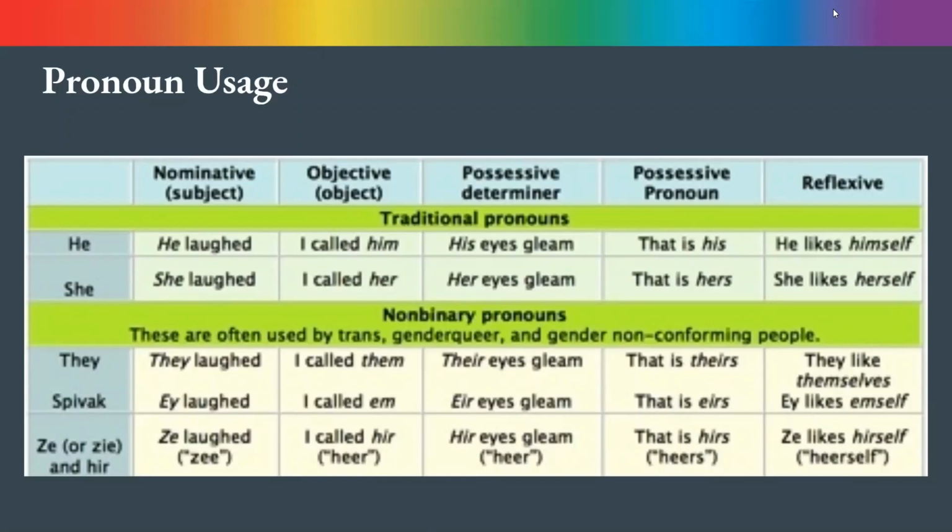So the idea is instead of saying he laughed, we say they laughed. Instead of saying I called him, we say I called them. Instead of his eyes gleamed, we say their eyes gleam. Instead of saying that is his, we say that is theirs. And instead of saying he likes himself, we say they like themselves.